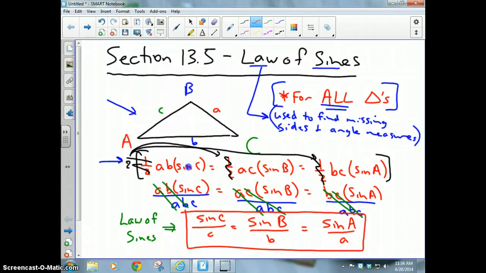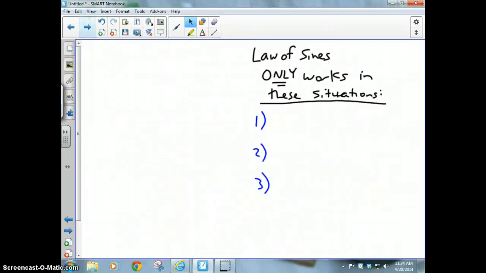And what it says is you can take any two pieces and set them equal to each other to figure out how long missing sides or missing angles are. I'm going to show you how it works on the next slide. But copy that down, make sure you write that and highlight it.